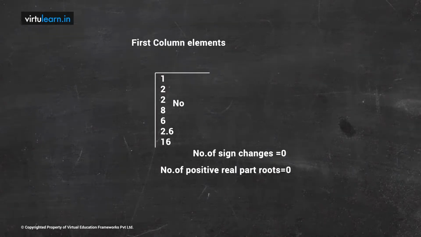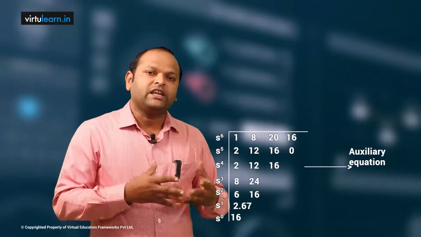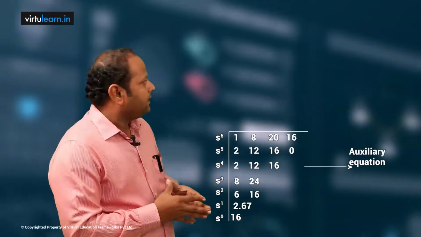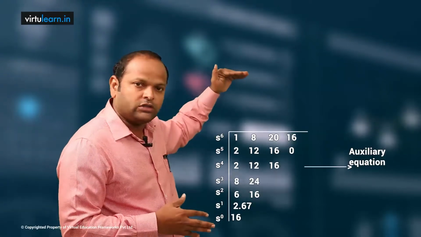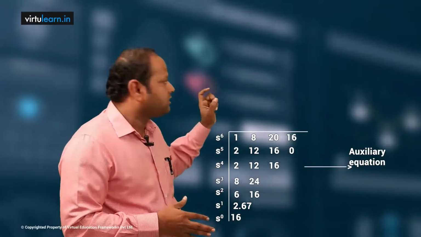Now in this case, we have all the elements zeros. Then we know the procedure. The procedure is we have to first form the auxiliary equation. What is the auxiliary equation? It is the equation formed by the coefficients of the row just above the zero elements row.